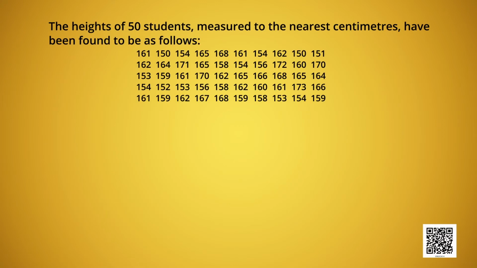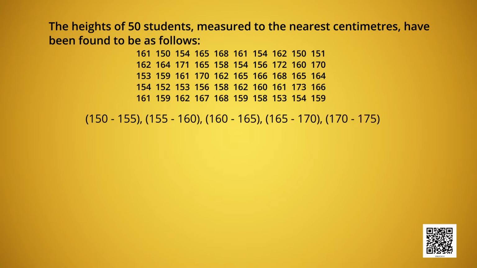Now look at this data. The heights of 50 students measured to the nearest centimeters have been found to be as follows. So children, how are we going to represent this data? Since there are 50 readings and a lot of variation, an ungrouped frequency distribution table won't allow us to present this data in an effective manner. So let us present this data in a grouped manner. You can see that this data ranges from values 150 to 173. So we can group the data as 150 to 155, 155 to 160 and so on till 170 to 175.